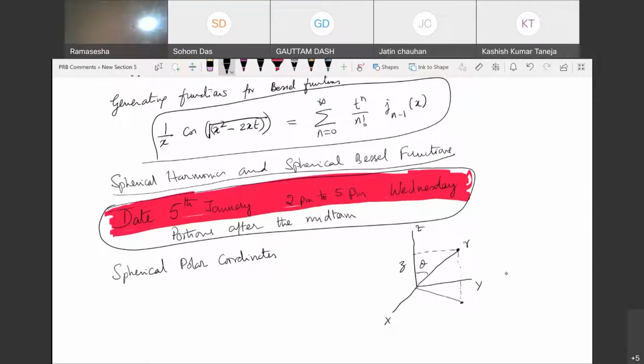So I will do this projection onto the XY plane. The projected vector will have an angle phi with the x-axis. So this will be the x component and this will be the y component. And what I have, that is equal to r. So let me start.